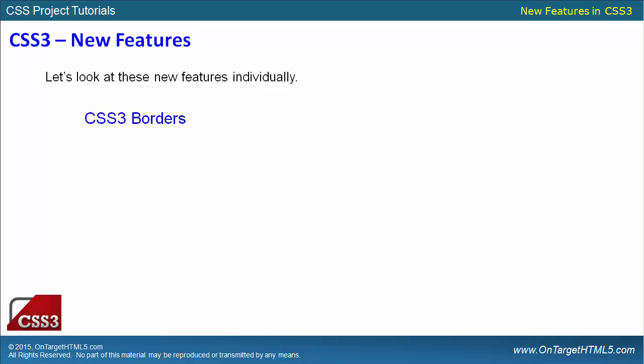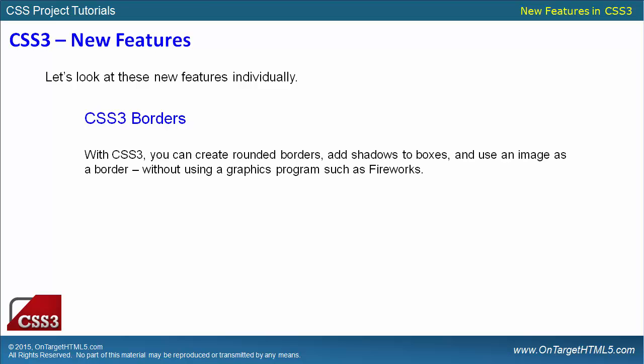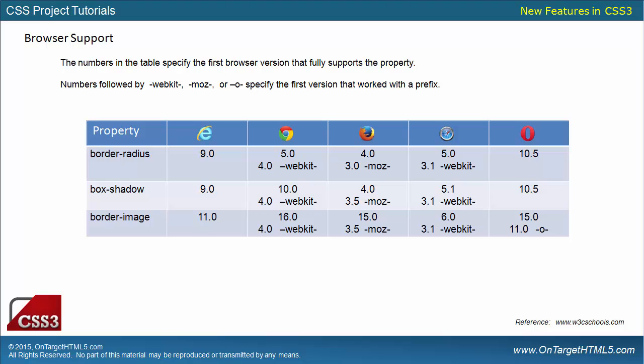The first thing we're going to look at is CSS3 borders. With CSS3, you can create rounded borders and shadows to boxes and use an image as a border without using graphics programs such as Fireworks. And that's a huge change from the older versions of CSS. We can do a lot of things now that we weren't able to do with CSS 2.1. In this demonstration, we're actually going to look at border radius, the box shadow, and border image.